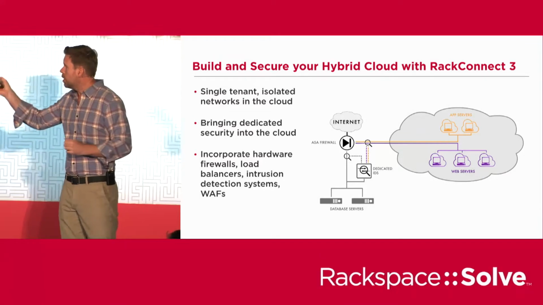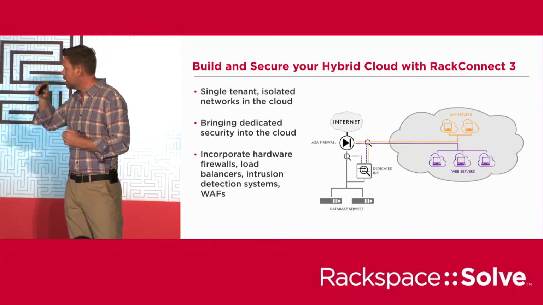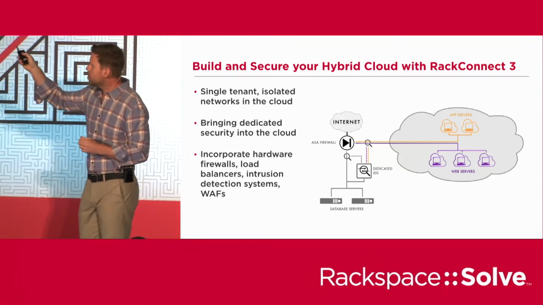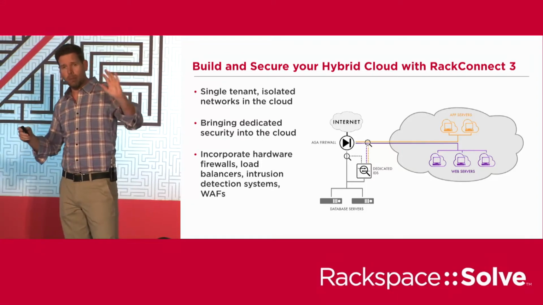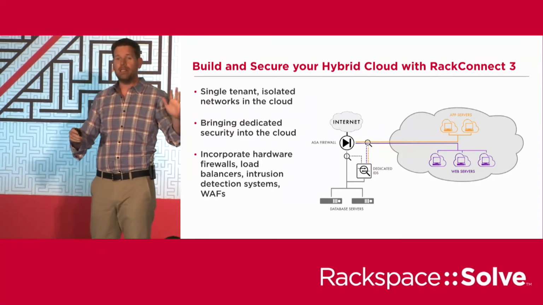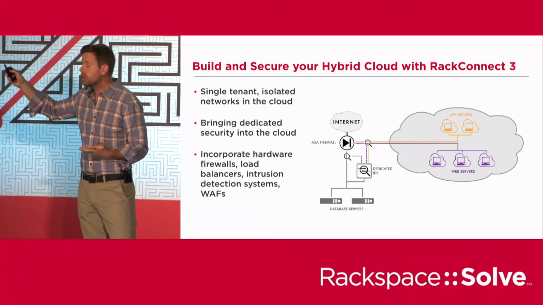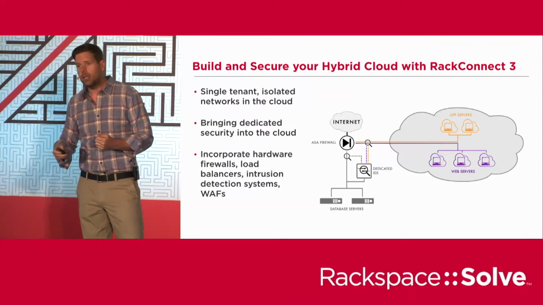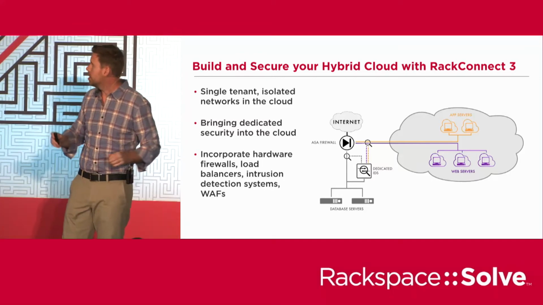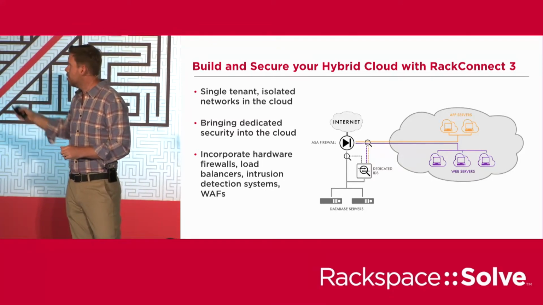So I want to really dig into Rac Connect 3 here and get into some reference architectures and diagrams and show you how it works. The first thing that bears talking about with Rac Connect 3, which we debuted late last year and have had fantastic adoption with, is that we're really happy with it. It's built on what we call cloud networks, which are single tenant isolated networks in the cloud. Single tenant means you're the only customer on a given network, and you can attach cloud servers to them.